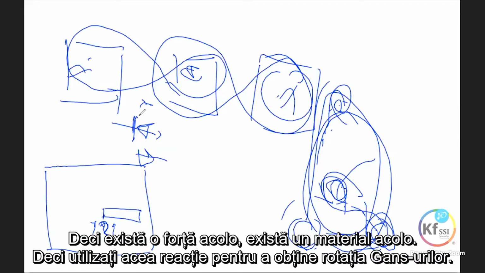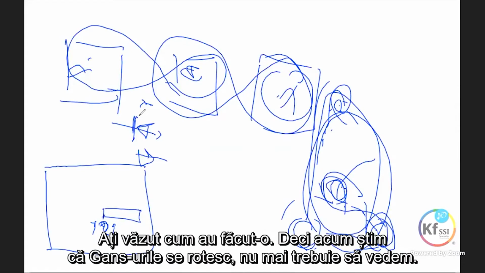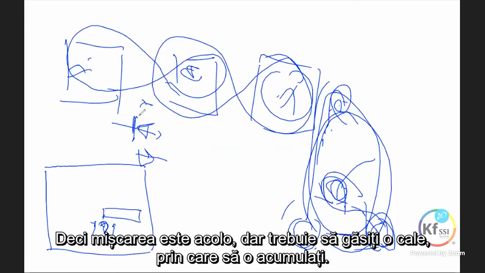So there is a force there. There is a material there. So use that backlash to get the gases to rotate. You see now how they do. So now that we know the gases rotate, we don't need to see. So the motion is there, but you have to find a way that it builds up.